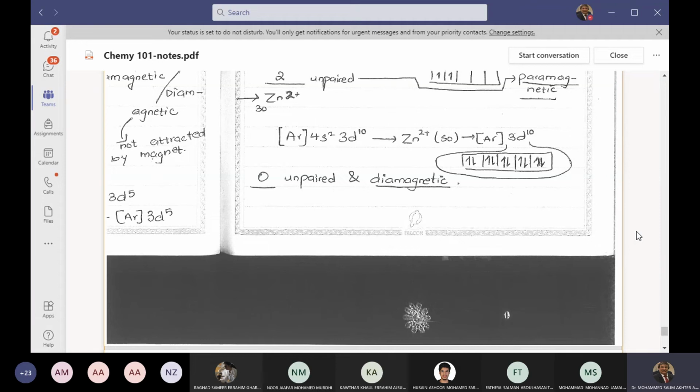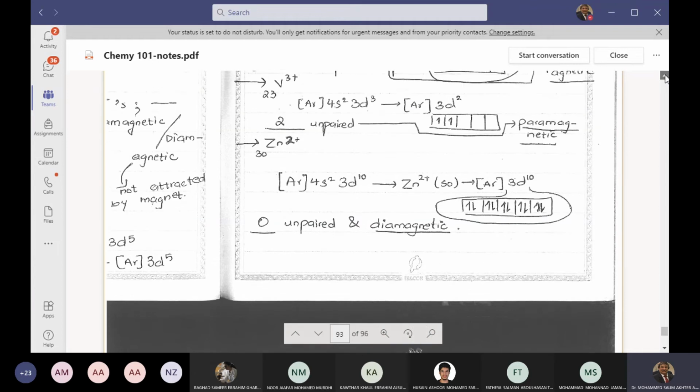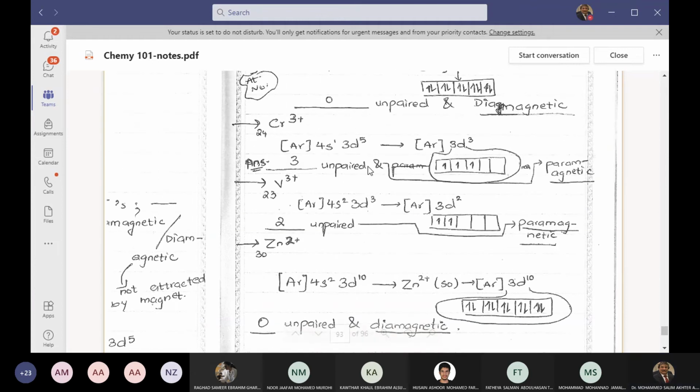Vanadium, V. I can show you because I have the answer here. Vanadium 5 plus. So if I say 5 plus, how many electrons did I lose? 5 electrons. 2 from here and 3 from here.